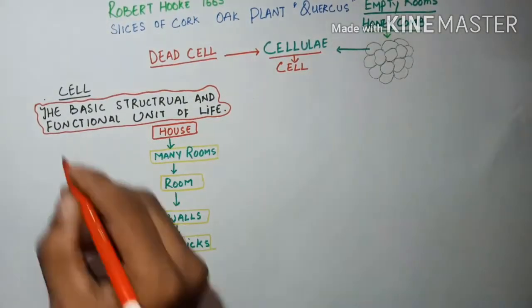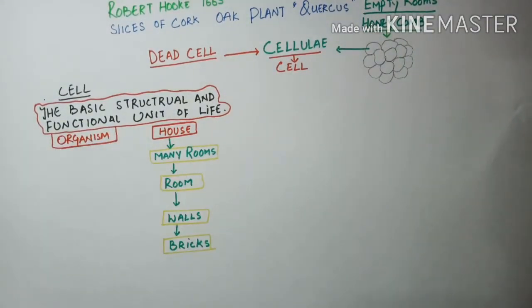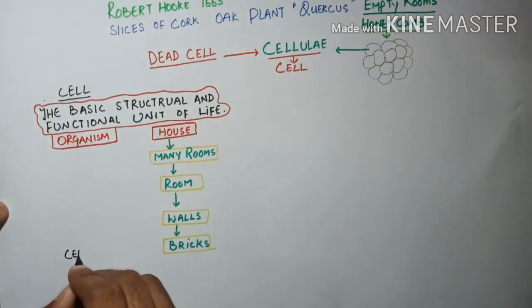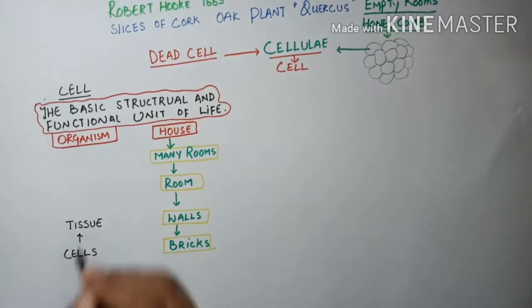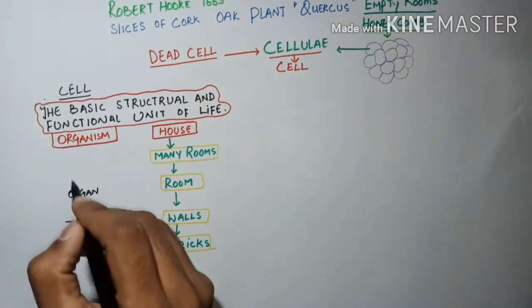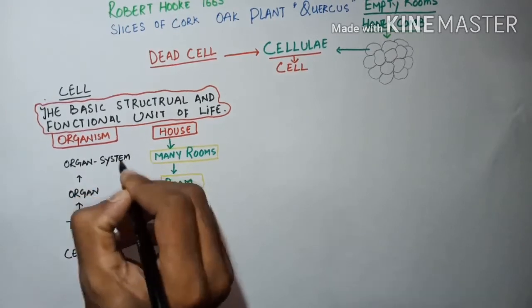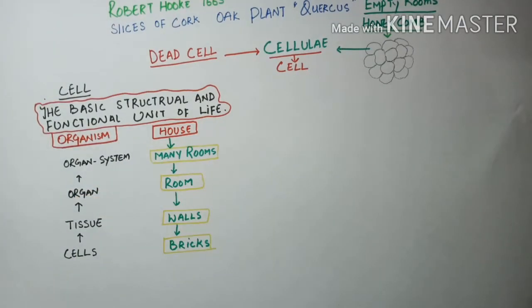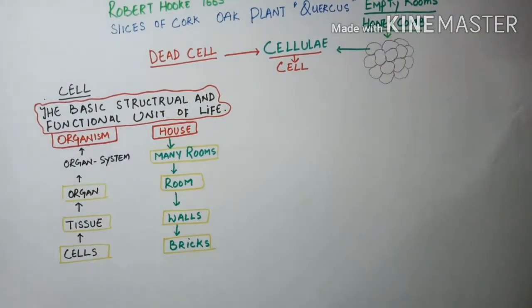Likewise, if we analyze an organism, we see that the basic unit of an organism is the cell. When many cells combine, they form a bigger unit known as tissue. Tissues form a bigger structure known as an organ. Organs form many structures known as an organ system. Organ systems combine and form an organism. So cells combine to form tissue, tissues combine to form organs, organs combine to form organ systems, and organ systems form an organism.